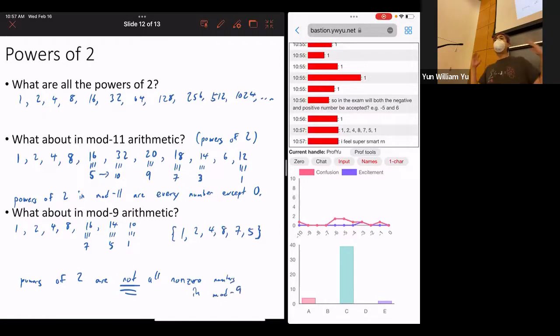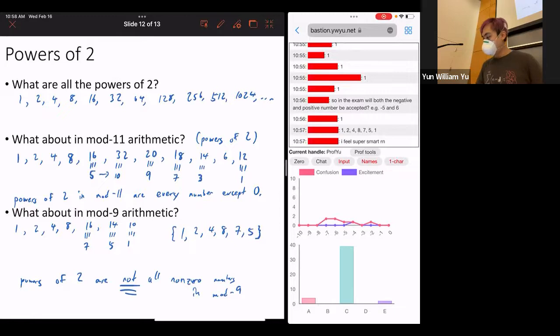So somehow you don't get the same thing for the different mods. In one case, the powers of 2 are basically everything, and in the other case, they're not. And these types of questions, are powers of 2 going to give you basically every number? Those are actually very important subtle questions in number theory.